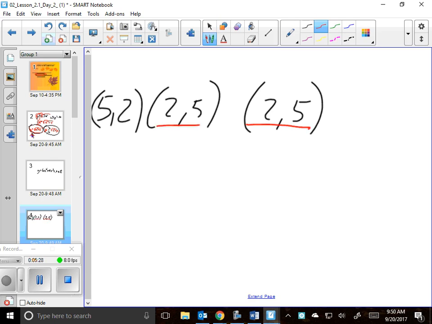This is a function because that's the same point. When you put in 2, you expect it to give you 5. That's okay. That doesn't break any rules. And if you want to prove it, watch. I'm going to graph it and see what happens.